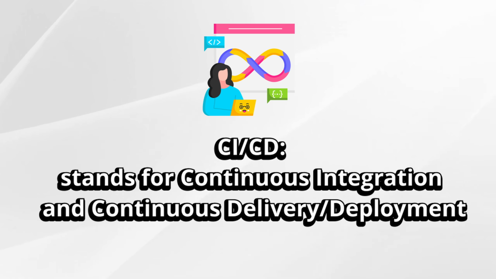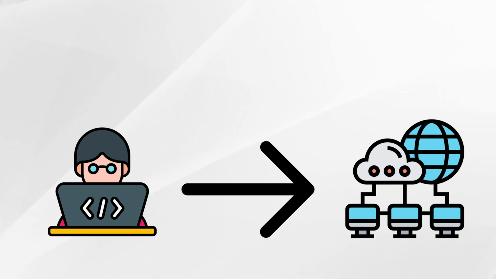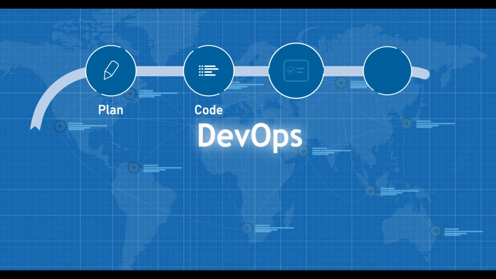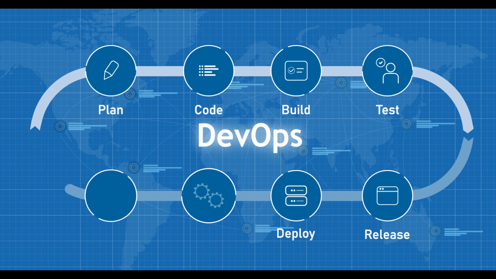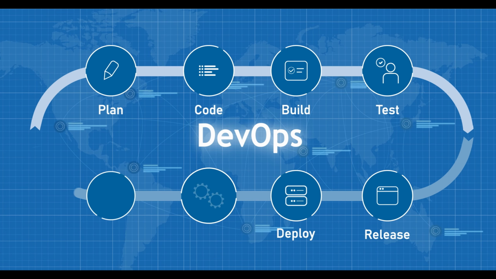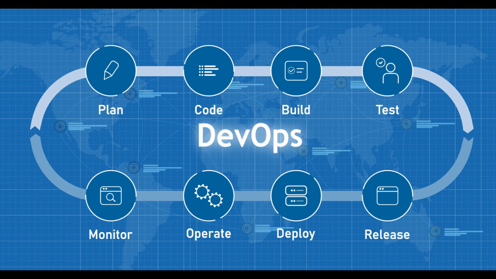CI/CD stands for Continuous Integration and Continuous Delivery or Deployment. In simple terms, it's how developers push code from their laptops to production, automatically, safely, and repeatedly. In traditional DevOps, a CI/CD pipeline automates building and testing code, packaging it into containers or artifacts, and deploying it to environments like staging and production. But the way that automation happens and who controls it changes everything. That's why there are different types of pipelines.